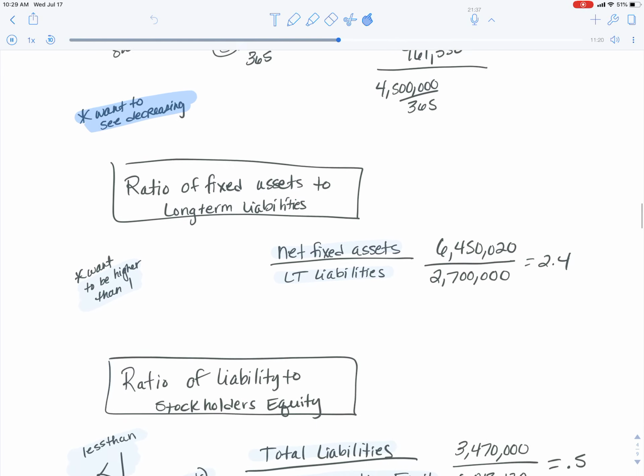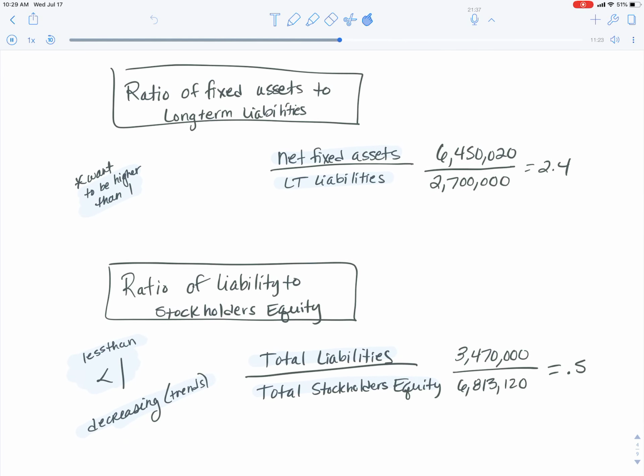All right, next up is a ratio of fixed assets to long-term assets. And this number is really to indicate the margin of safety for long-term creditors. So we're measuring solvency. And we want to know, if we had to sell off all our fixed assets, would we be able to pay our liabilities? We want this number to be greater than 1.